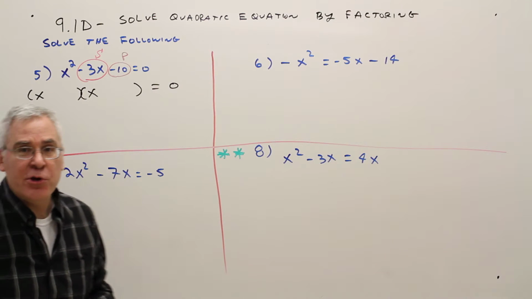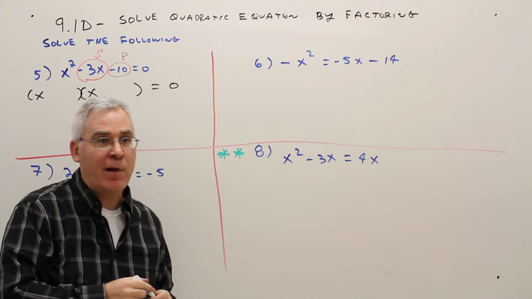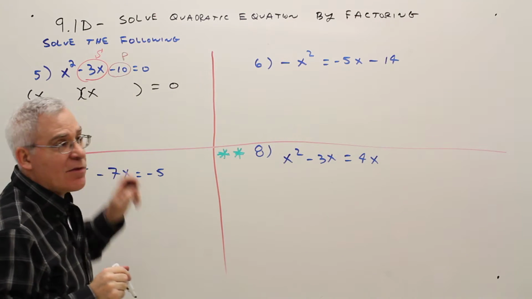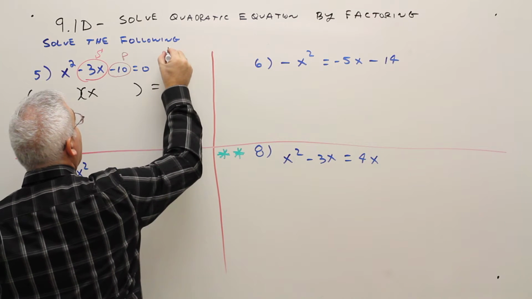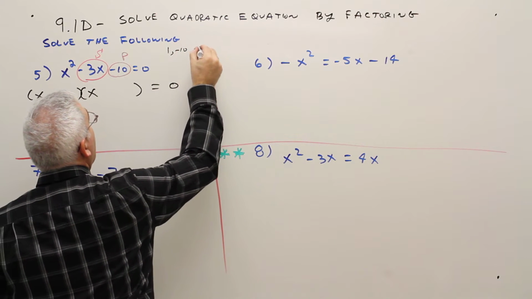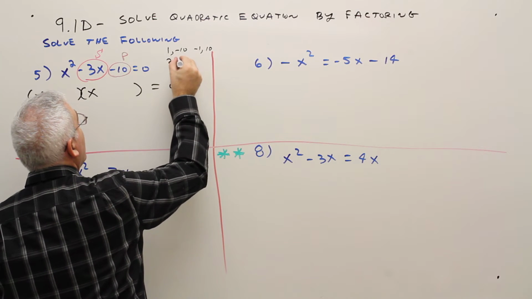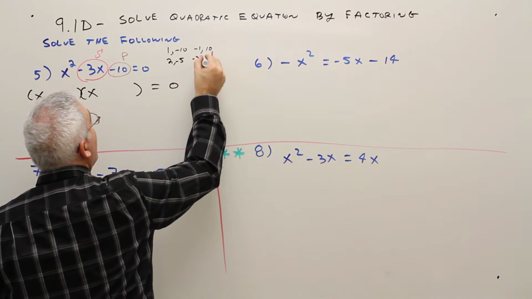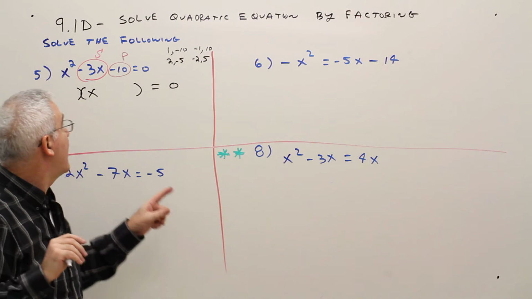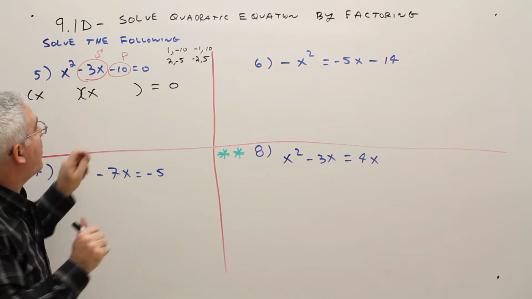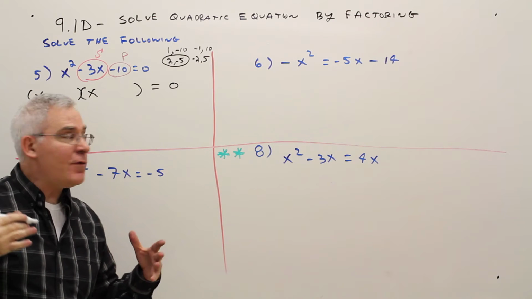All right, you could make a list if you wanted to, or you could just do it in your head. For the first problem, I'll start by making a list. Since the product is negative, I'm going to have a mixture of signs. It could be 1 and negative 10, or negative 1 and positive 10. It could be 2 and negative 5, or negative 2 and positive 5. That's all my product pairs. Now which one has a sum of negative 3? Oh, that one does. So I choose that.